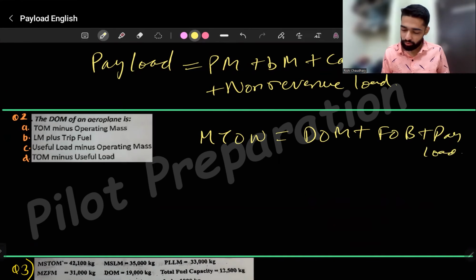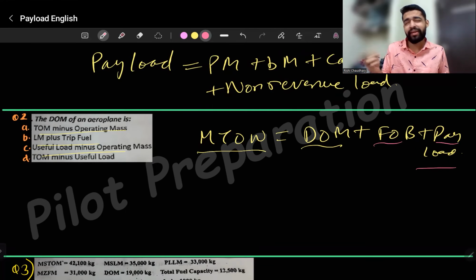Correct? So I don't even need to look at these things directly. I know where they will play with me. I don't let them play with me because I don't like playing in my exams, isn't it? So this is my maximum takeoff weight and this is my dry operating mass. So what I will do, this is FOB and payload. What would FOB plus payload be? That would be nothing but useful load.